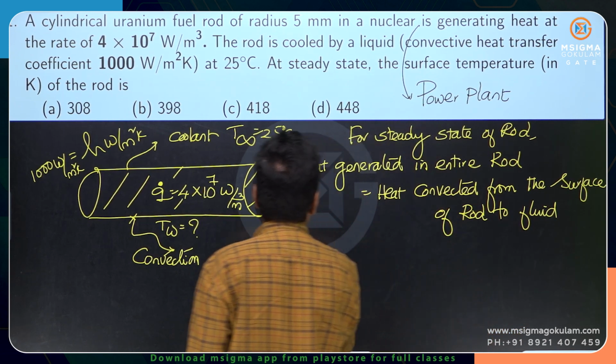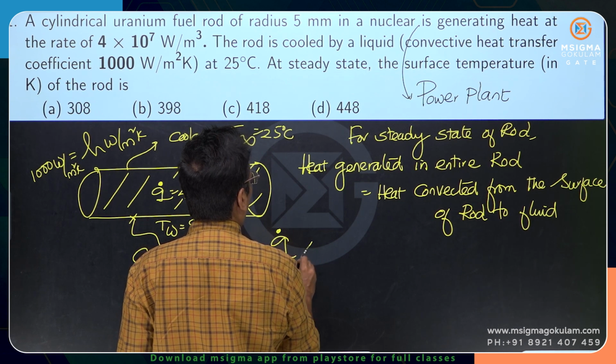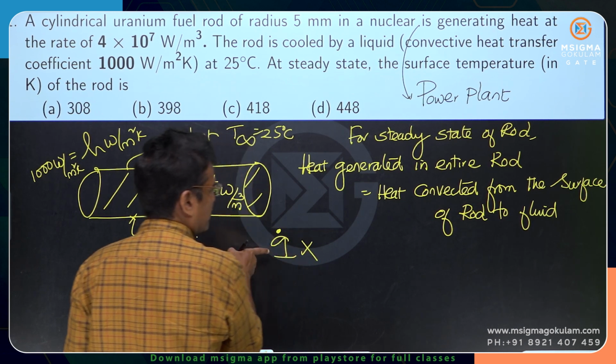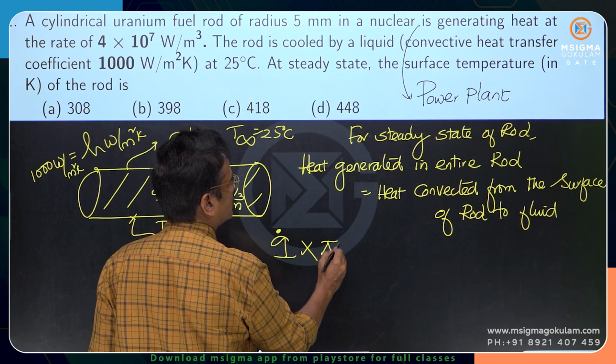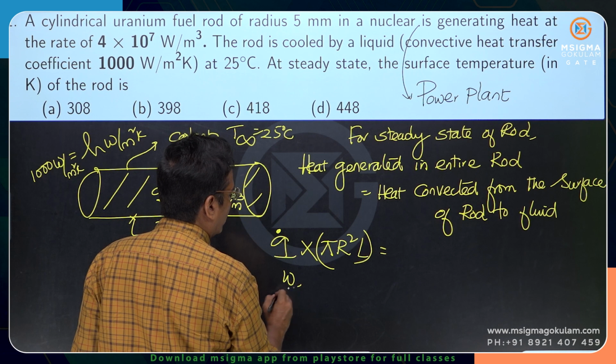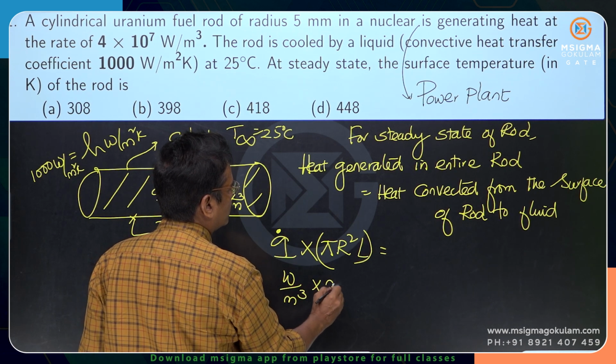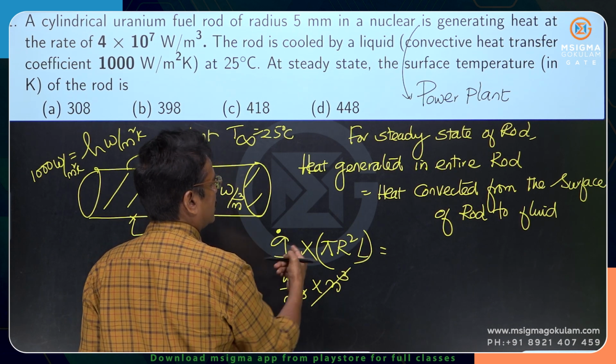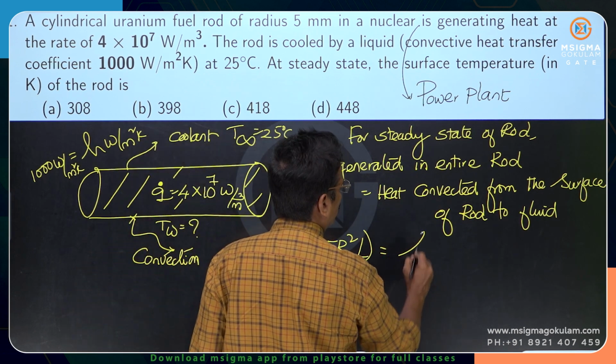What is the heat generated? Q dot into volume. Q dot is always the heat generated per unit volume. What is the volume of the rod? Pi r square L. So this gives watt per meter cube into meter cube, so this will get cancelled, and the resultant will be watts. That should be equal to the heat convected.